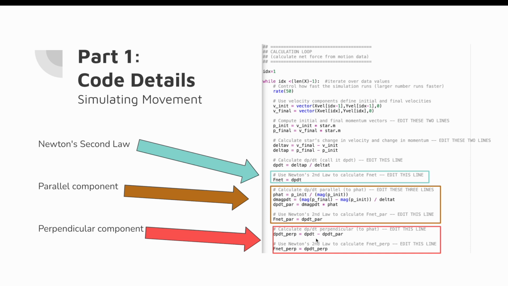Same thing for the perpendicular, where we just subtracted: the change in position over change in time is going to be equal to the change in position over change in time in the parallel direction plus the change in position over change in time in the perpendicular direction.